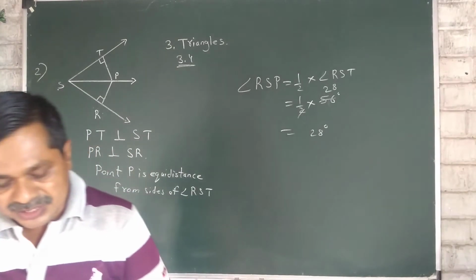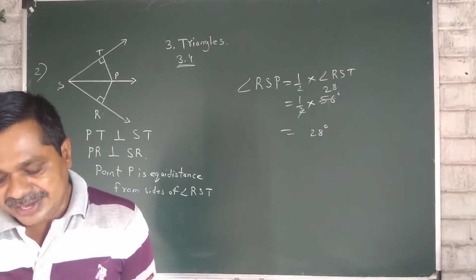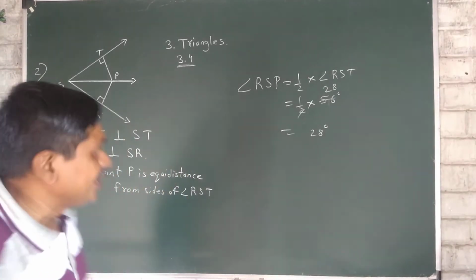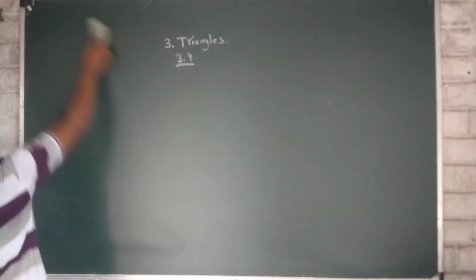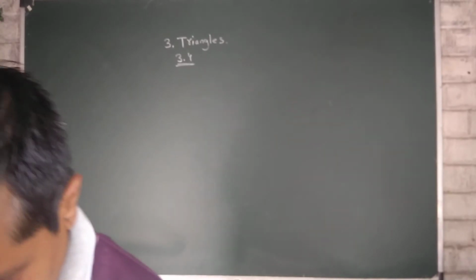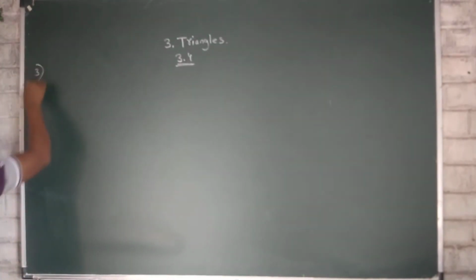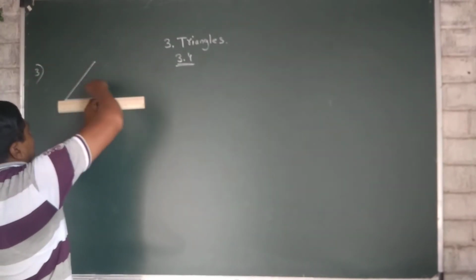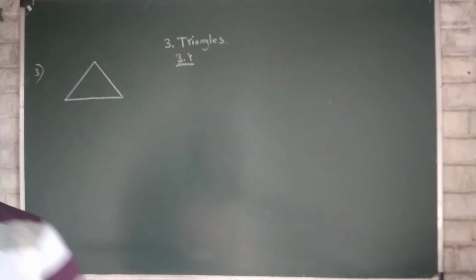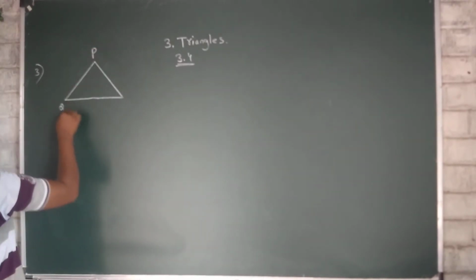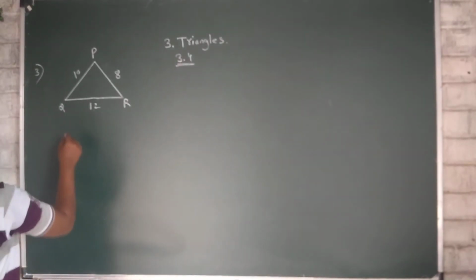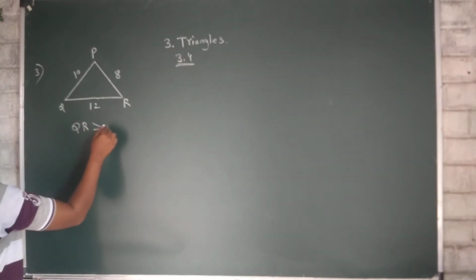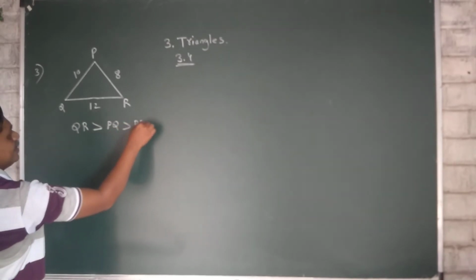In triangle PQR, PQ is 10 cm, QR is 12 cm, PR is 8 cm. Find the greatest and smallest angle of the triangle. PQ is 10, QR is 12 and PR is 8 cm. QR is greater than PQ is greater than PR.